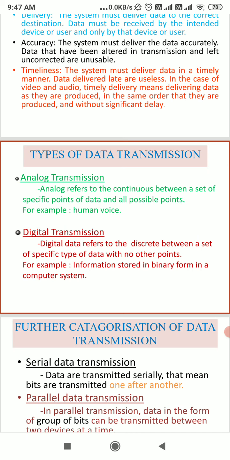Digital transmission means we transfer data in digital form. That refers to discrete transmission between a set of specific points of data with no other points. So if we are sending data in the form of binary, which our computer requires, that is a digital transmission. Next we will see in the next class. Thank you.